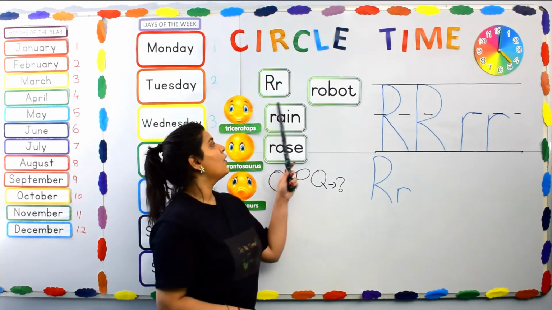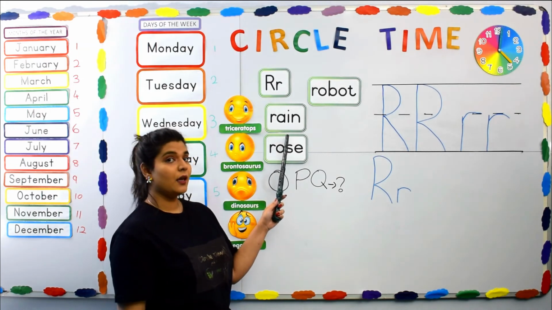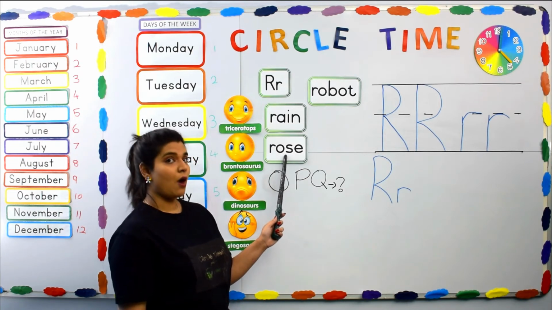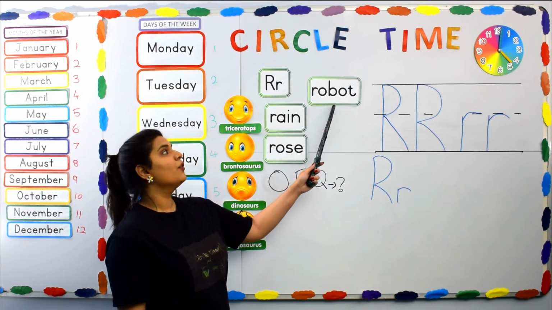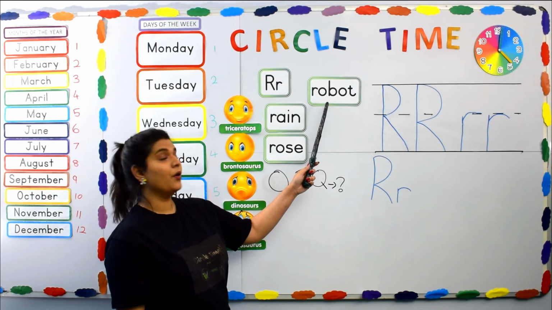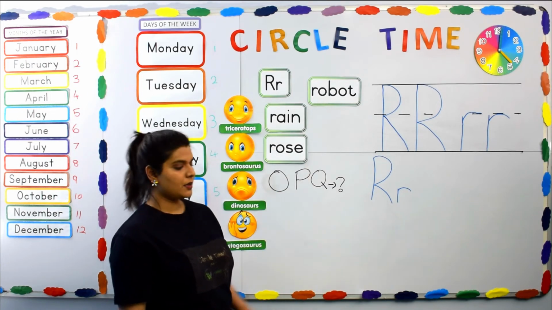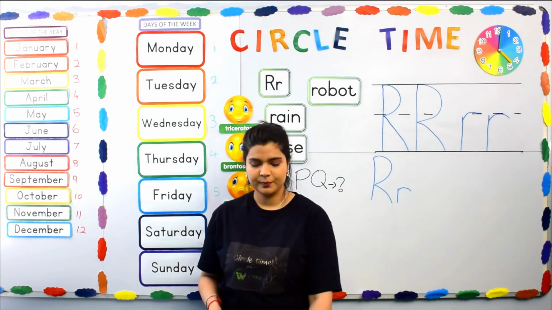R, r, rain. R, r, rose. R, r, robot. That is how we say and write the letter R.